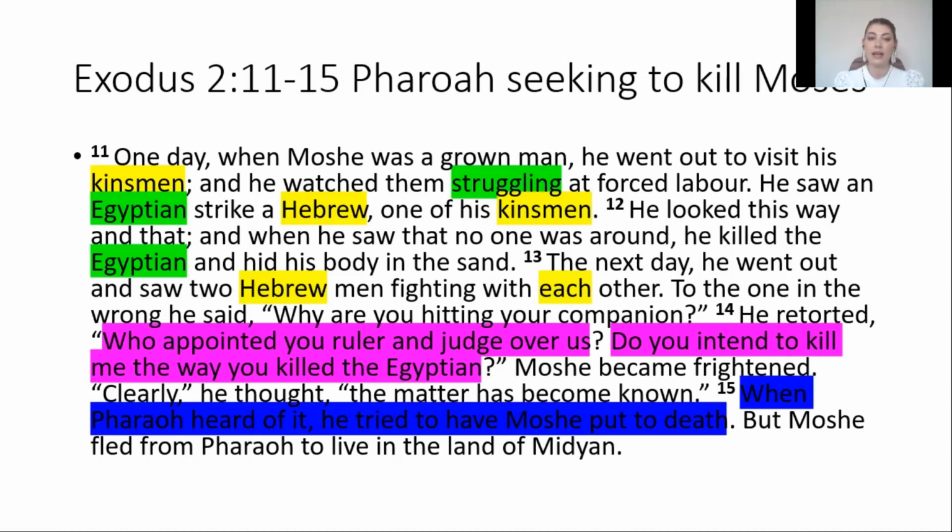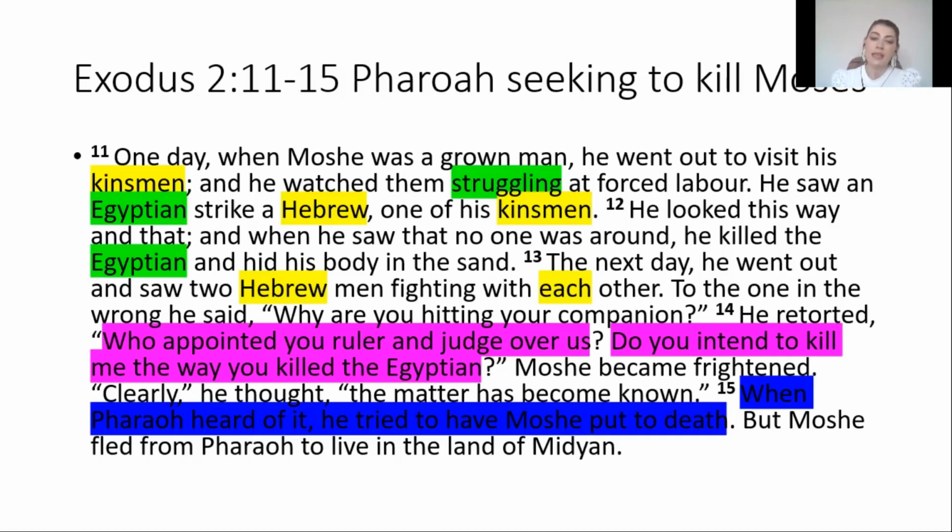The next day he went out and saw two Hebrew men fighting with each other. To the one in the wrong, he said, "Why are you hitting your companion?" He retorted, "Who appointed you ruler and judge over us? Do you intend to kill me the way you killed the Egyptian?" Moses became frightened. Clearly, he thought, the matter has become known. When Pharaoh heard of it, he tried to have Moses put to death, but Moses fled from Pharaoh to live in the land of Midian, which is where Jethro lives.